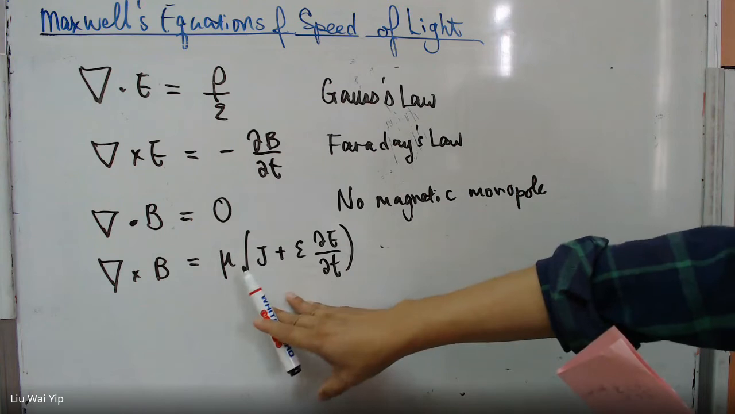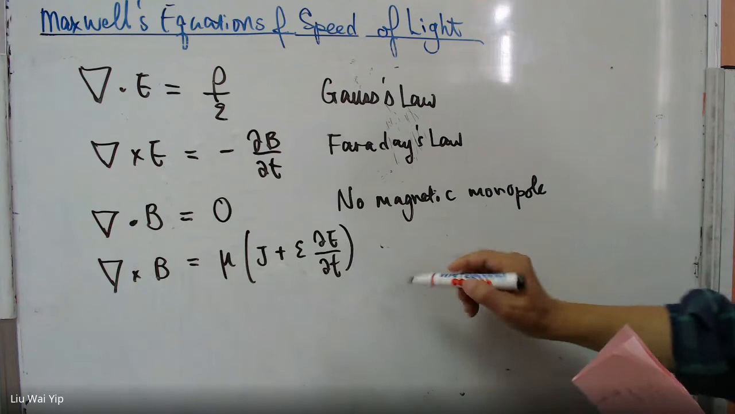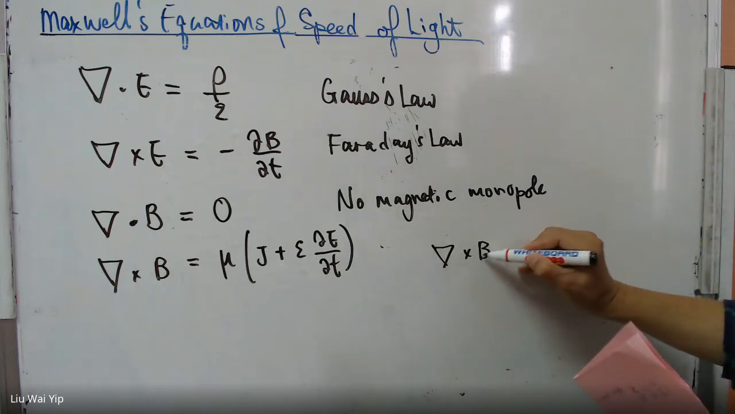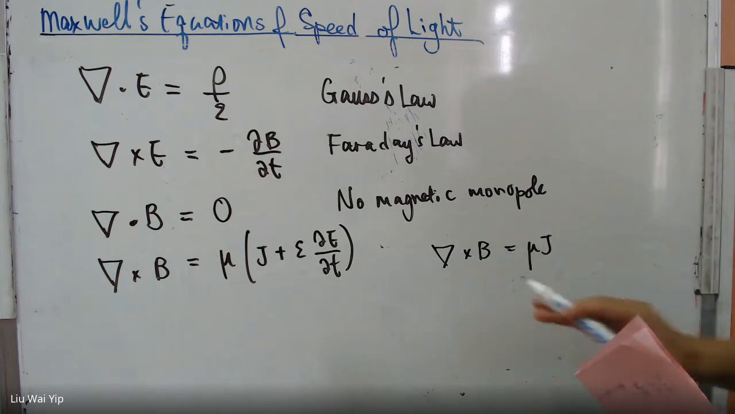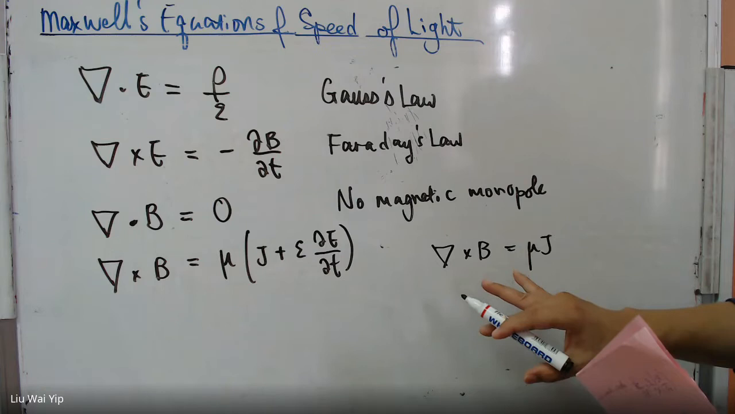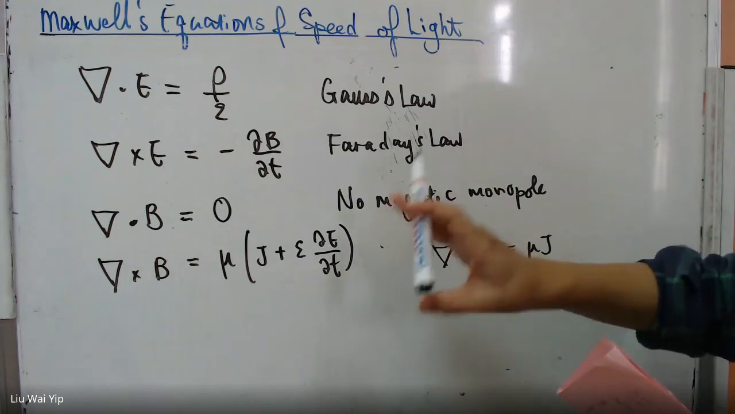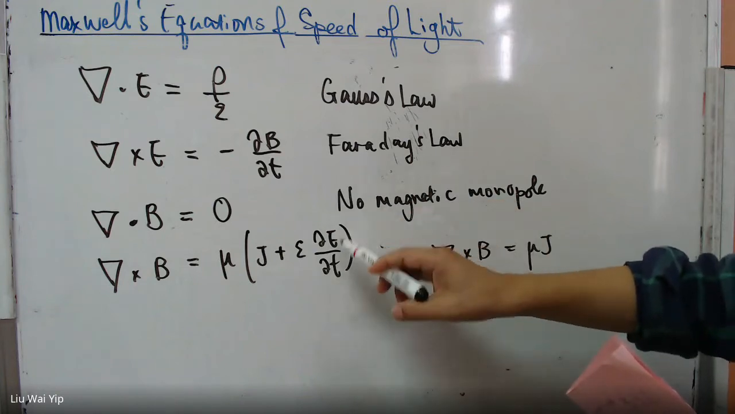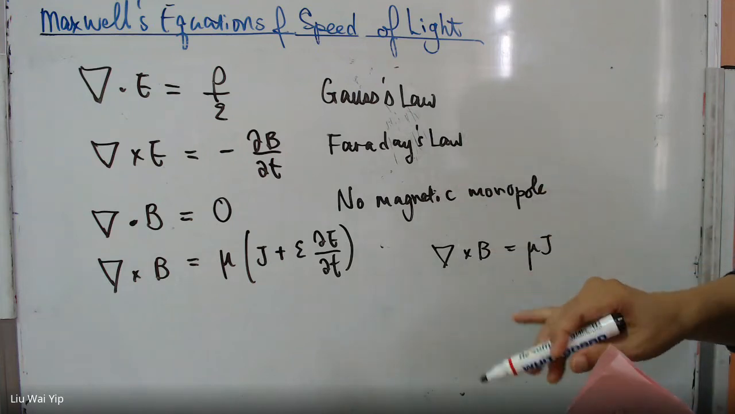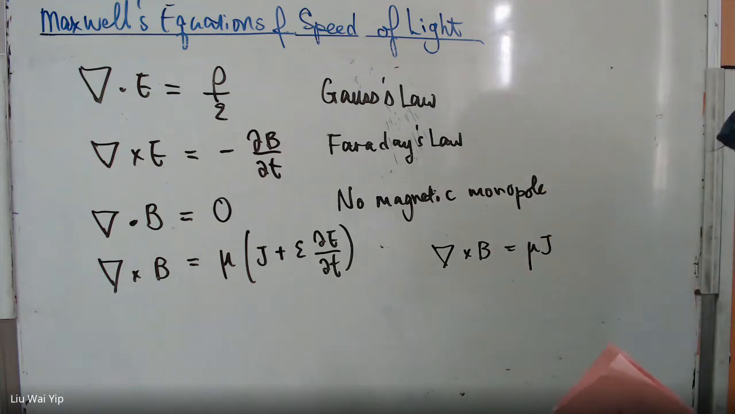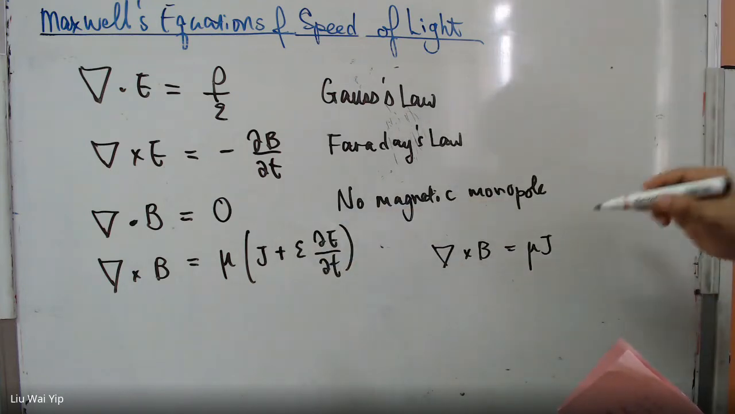The last equation is more complicated. Maxwell initially had this equation, which is the product of Ampere's law. But then he found out there is some issue with this equation. He believed change of electric field in the space can also generate magnetic field. So he added one more term here.